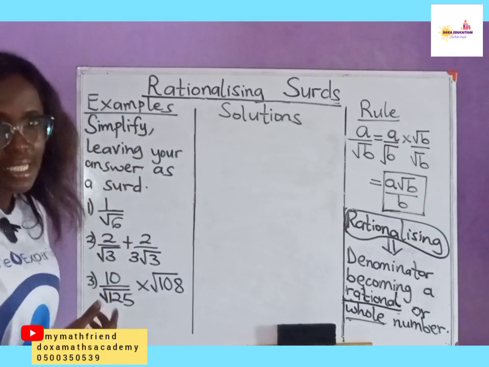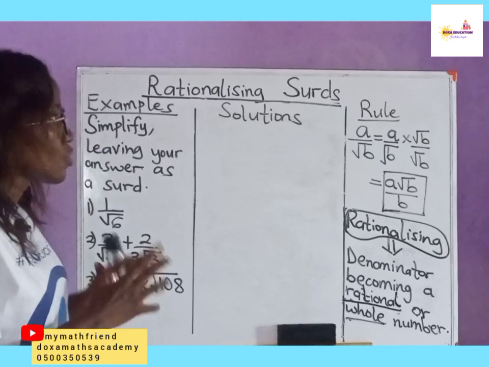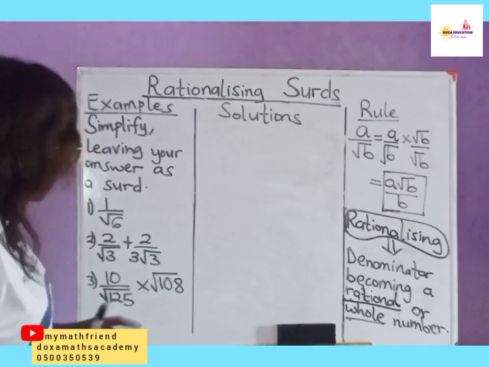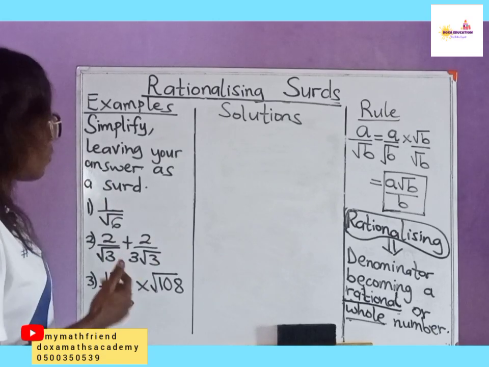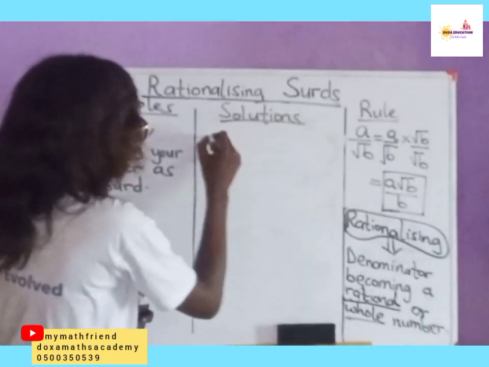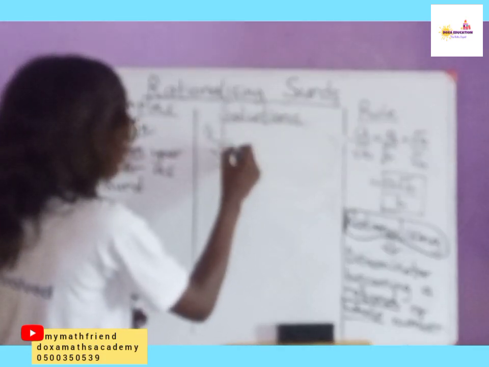Some examples will help you to better understand the topic of rationalizing surds. So follow me. Simplify, leaving your answer as a surd. Number 1: 1 over root 6.